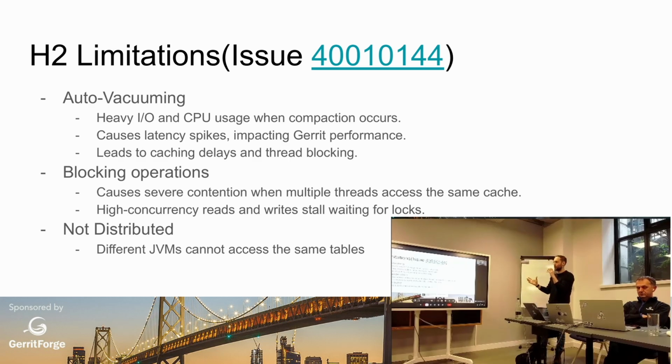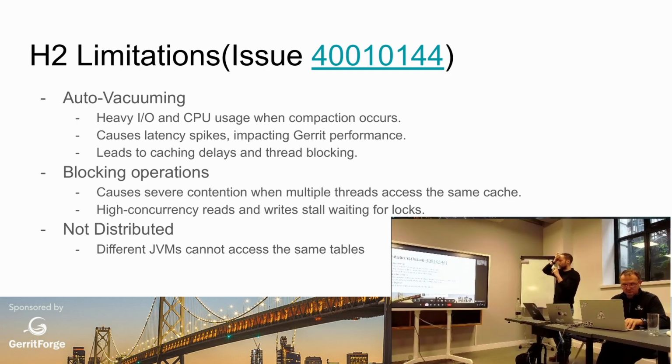So yeah, the limitations of H2 have been known for quite some time. To mention the main ones, auto vacuuming is one. When your cache starts growing and growing, H2 will eventually decide to start compacting the space it occupies on disk, and this is done in a blocking manner. So if you've got high concurrency operations, you will start seeing blocked threads, which nobody really wants to see.